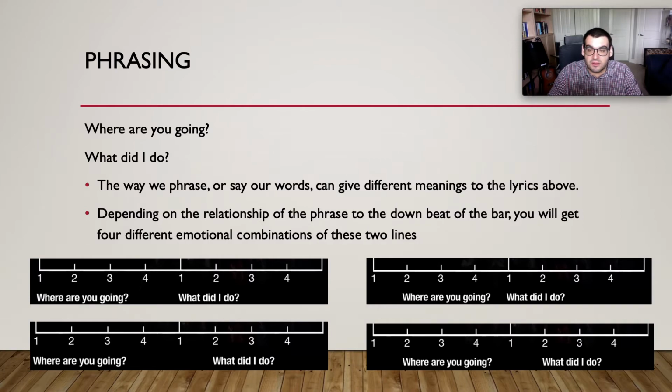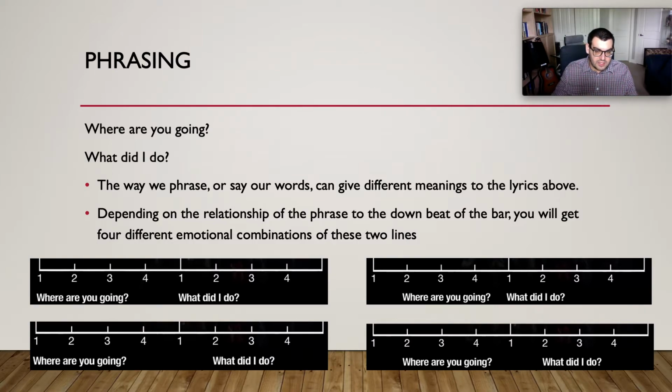Okay, so here are different examples of where the stresses of those phrases land. So if we're in 4/4 time, where are you going? What did I do? Remember, the way we phrase or say our words can mean different things based on our tone and our body language. Depending on the relationship of the phrase to the downbeat of the bar, you're going to get different emotional combinations. So let's take a look.